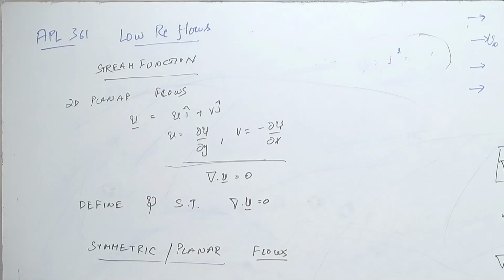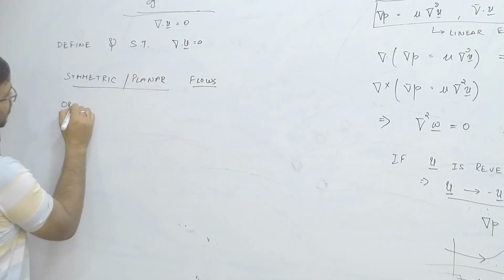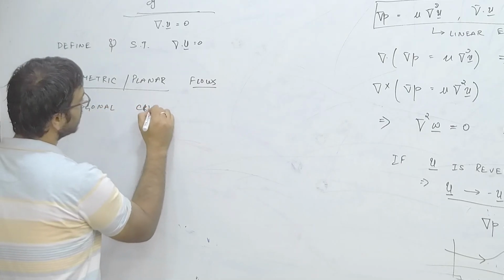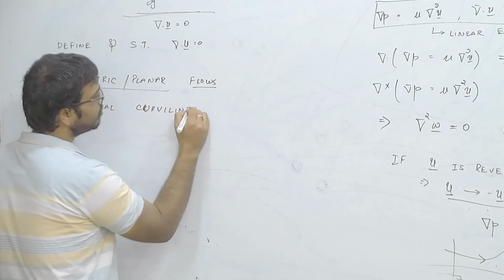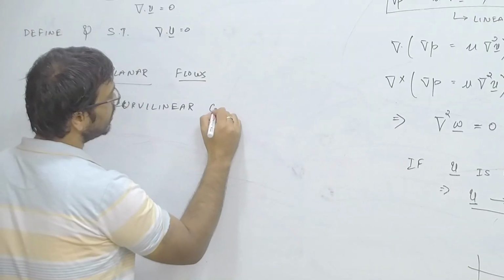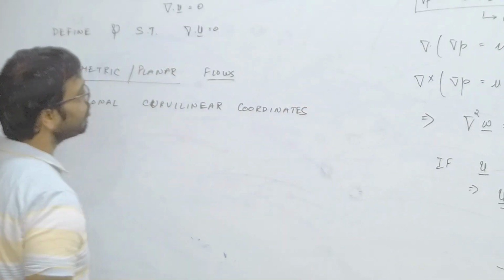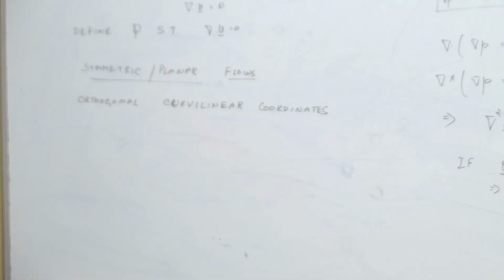Before we define the stream function for symmetric and planar flows, let us just briefly review what happens in orthogonal curvilinear coordinates. This is important to proceed with our discussion. I could just give you different formulae, but then you would ask where they come from. That is why I am covering this part.